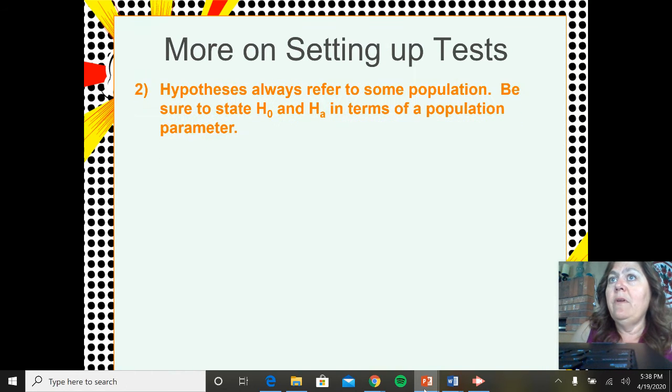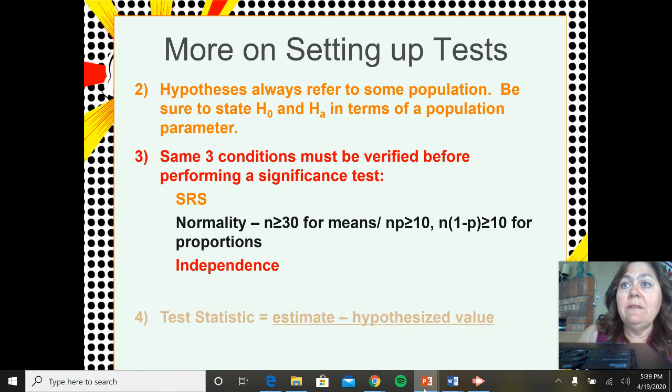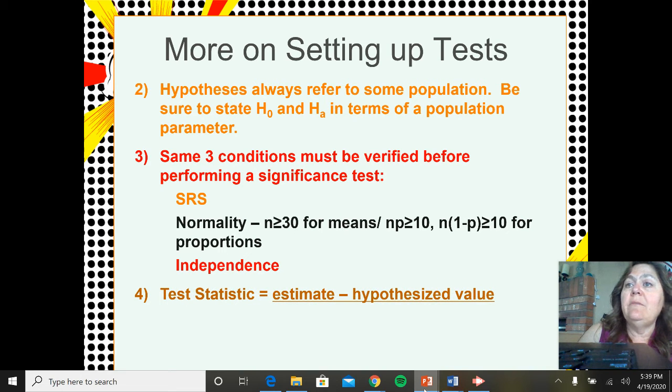All right, let's keep going with what we do to set this up. Remember that your hypotheses always have to refer to the population. So H0 and Ha must always be stated in terms of the population parameter. You have your same three conditions that we mentioned before: SRS, normality, where the CLT can be used if it's means, or the other things we did if it's less than 30. And then for proportions, it's the np and n times 1 minus p greater than 10 formulas. Independence is still your 10n, less than the population.